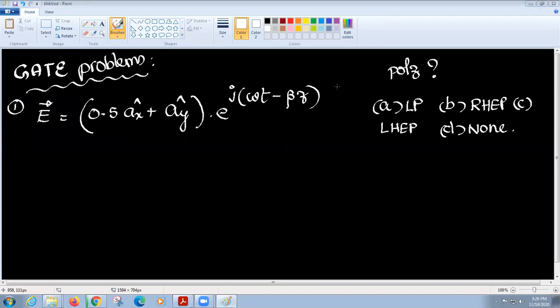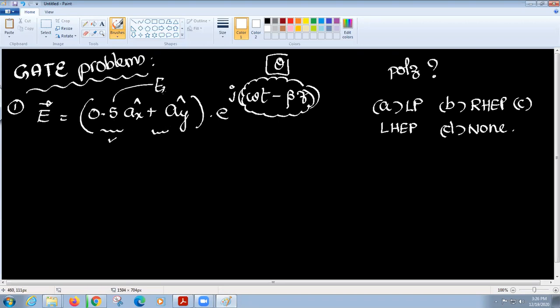Yes, phase difference. You could say that there is no phase difference. Of course you're right. Say omega t minus beta z is some theta, so e power j theta. That means this factor is common between these two components. I have an Ex component here and an Ey component, and there is no phase difference between these two. So we could say this is perfectly linear polarization.